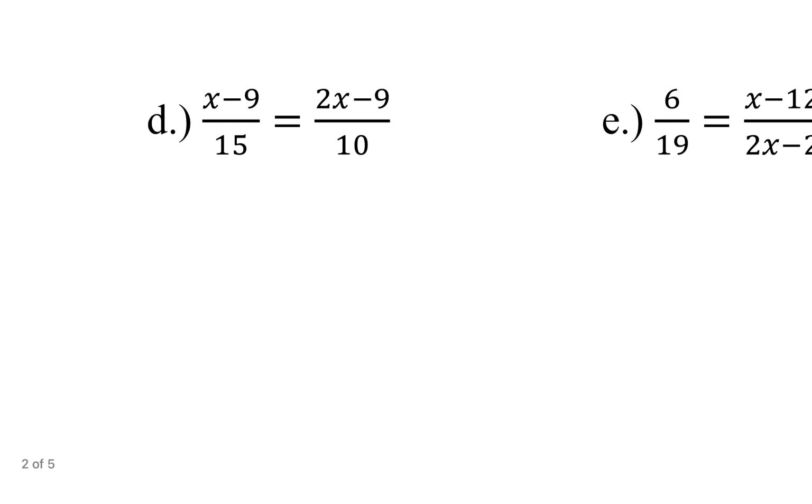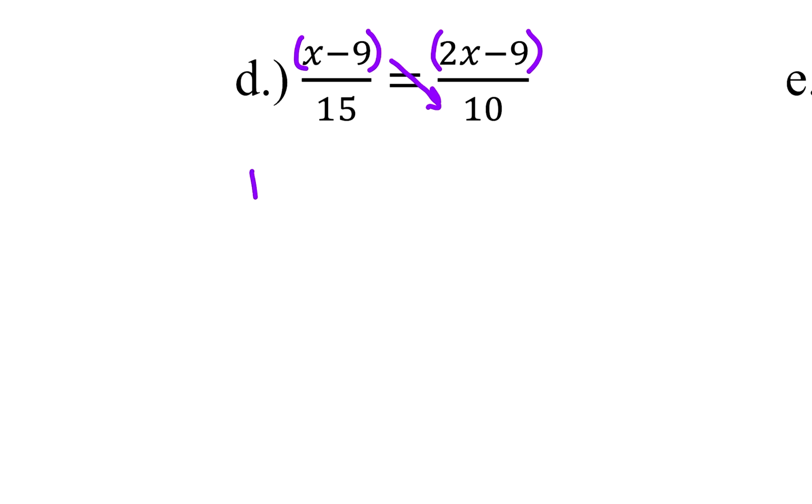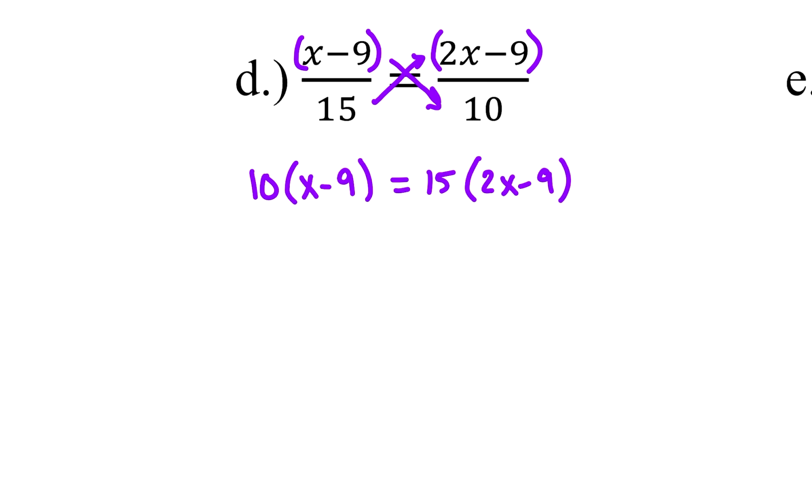So when we come over here to D and E, D is where I'm going to focus. I'm going to leave E for you. You can see that now I have 2 expressions, and that doesn't really change too much. Just make sure you put parentheses around both of them so that when you do your distributing, you don't mess that up. So in this case, I'm going to have x minus 9 multiplied by 10. So put the 10 outside the parentheses, equals. And then 15 is going to multiply up to the 2x minus 9. So I'll put the 15 outside the parentheses.